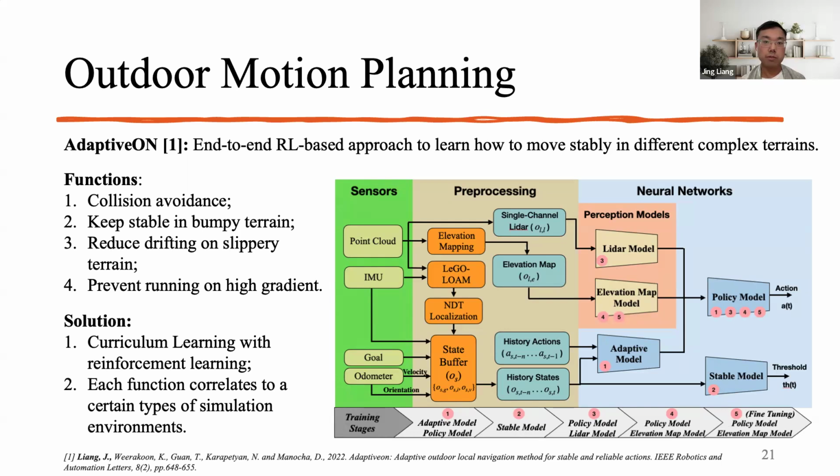For example, when the robots are training on the terrain with different elevation changes, we only train the elevation map model and the policy model. And in the final stage, we fine-tune the perception models in a highly realistic simulator using the Unity engine to reduce the reality gap.